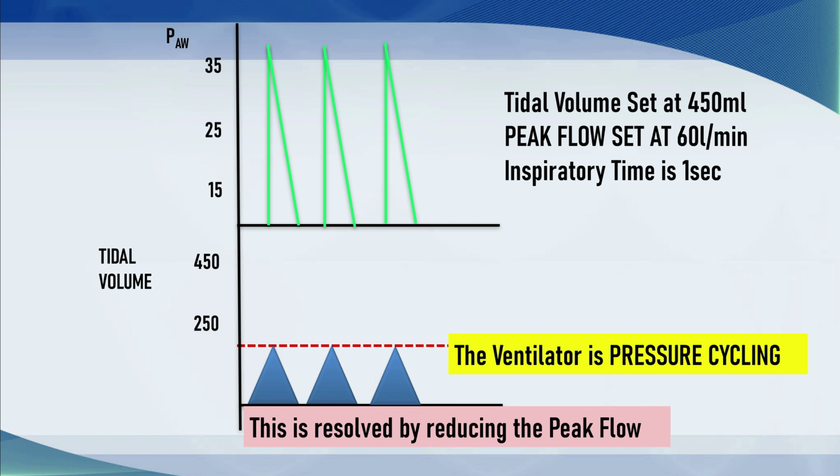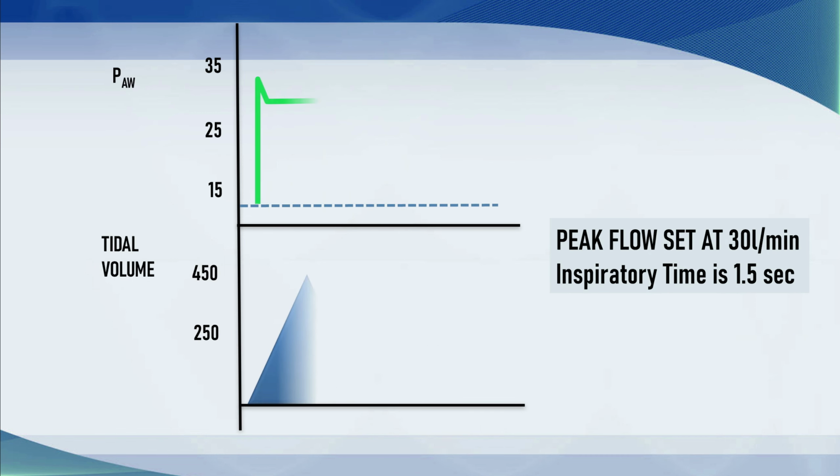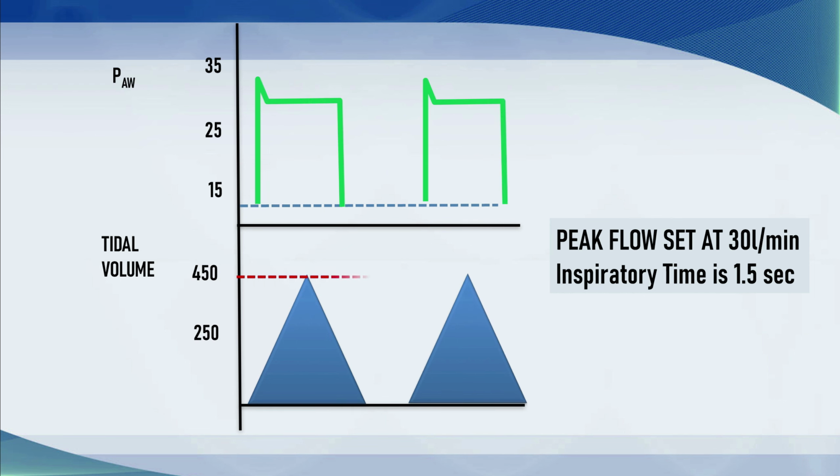You slow the peak flow down. And in this situation now, what we've done here is we have slowed the peak flow down to 30 liters per minute, and we've lengthened the inspiratory time to 1.5 seconds by putting in an inspiratory hold. So we're now no longer volume cycling the ventilator, we are time cycling the ventilator. And here you can see that the volume goal has been achieved.